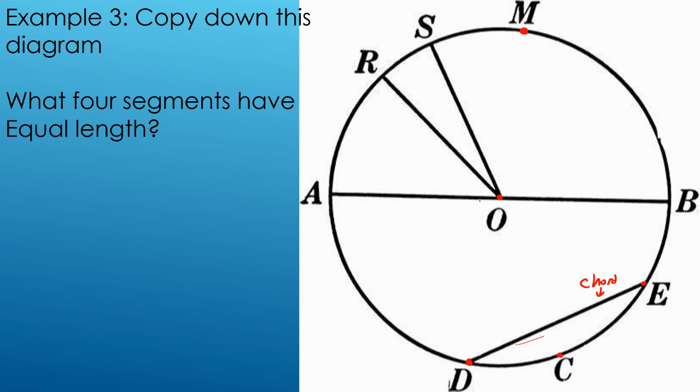How about AO and BO? So we've got four segments that have equal length because they're all radii. RO, segment SO, segment AO, and segment BO. Remember, we could have named them OR, OS, OA, and OB.